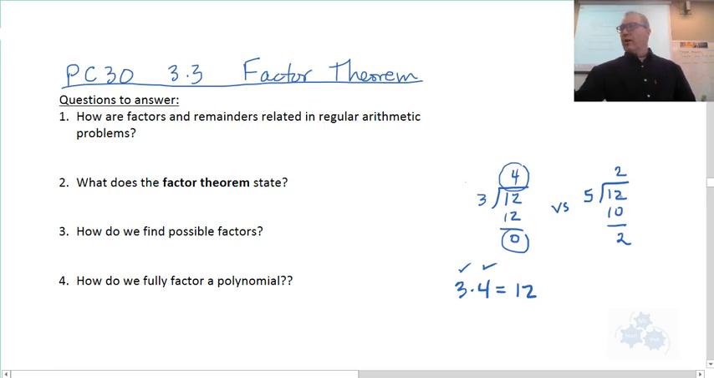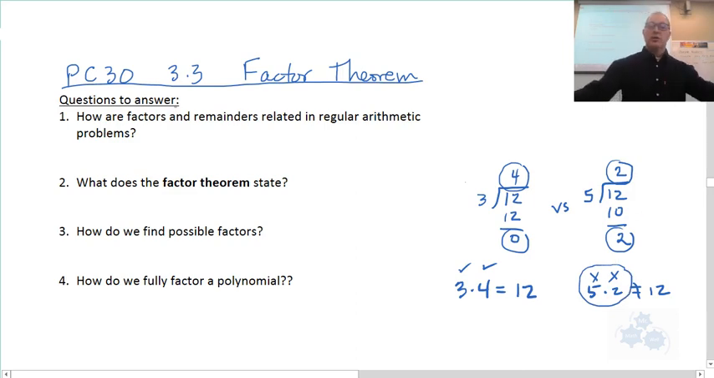If I took the same number 12 and divided it by 5, I would get a quotient of 2, but I would have a remainder of 2. That means that 5 times 2 does not equal exactly 12, right? And that means that 5 and 2, that pairing, are not factors of 12. Now, 2 is a factor of 12, but 5 isn't. So we have to do some further investigation, right? That doesn't mean that both aren't. That means that at least one is not.